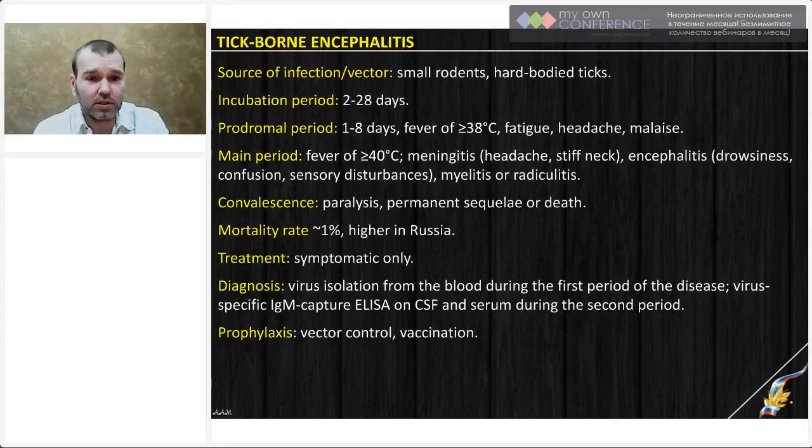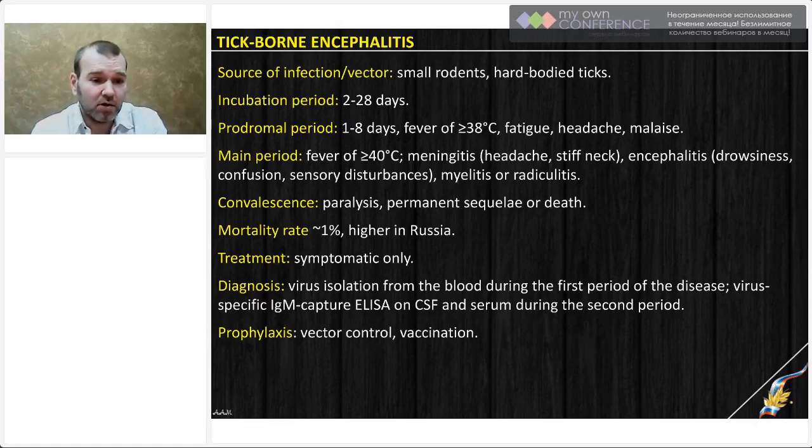But naturally, small rodents are the main reservoir of infection, though hard-bodied ticks can act as reservoir as well. But it is more correct to say that the tick is a vector for transmission. The incubation period is up to a month, and the disease manifests with similar symptoms: very high fever, common symptoms of viral infection, and different types of mental disorders or damage of the central nervous system, such as meningitis, encephalitis, myelitis, or radiculitis. In general, most cases are favorable and have good outcomes, but it is possible to have paralytic disorders or even lethal outcomes.